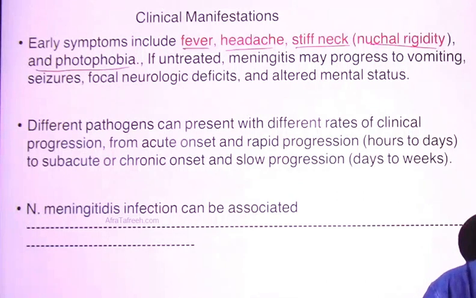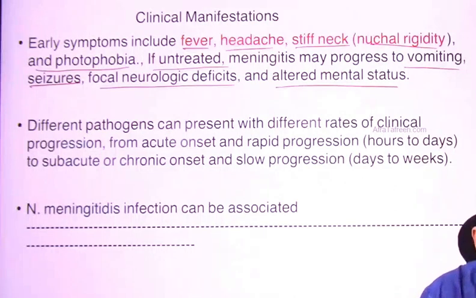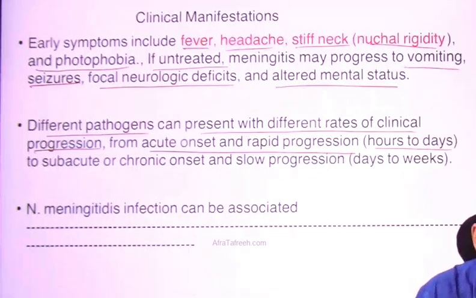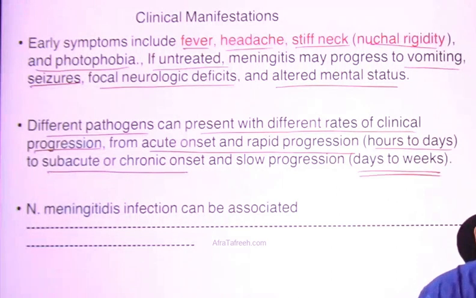Okay, and if these meningitis episodes are untreated, it can progress to projectile vomiting, seizures, focal neurological deficits, and altered mental status. So that is obviously being told in that particular chart, why all these things will happen, why the neurologic deficits will happen. Okay, cerebral ischemia happens, there is a decrease in the blood flow sometimes, that will lead to these neurological deficits. Okay, and the different pathogens can present with rapid rates of clinical progression: acute onset and rapid progression, that you already know, that is hours to days. I've told you. Subacute to chronic, they are defined as days to weeks.